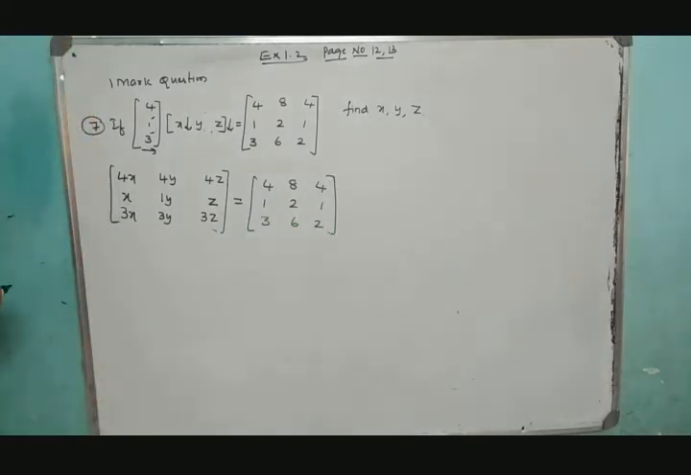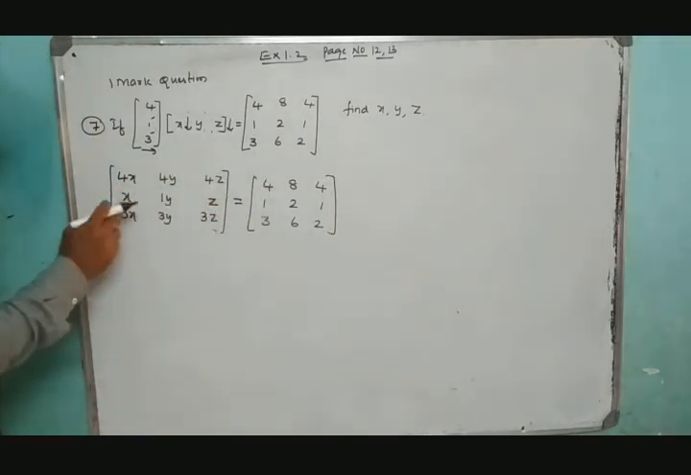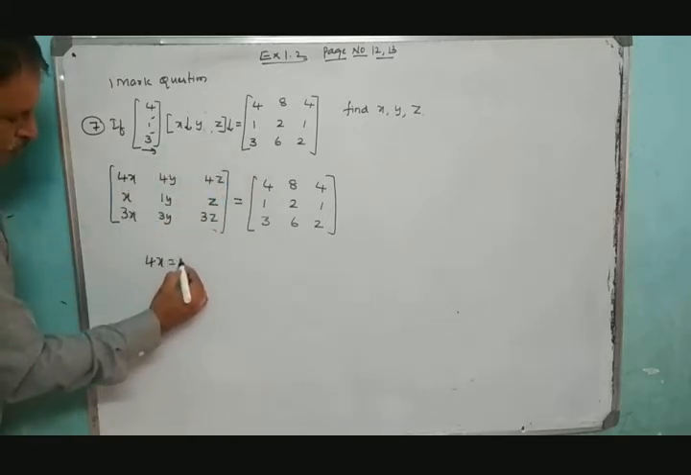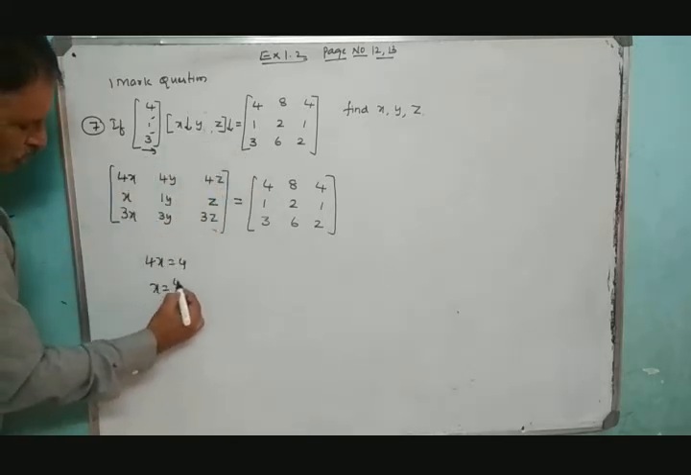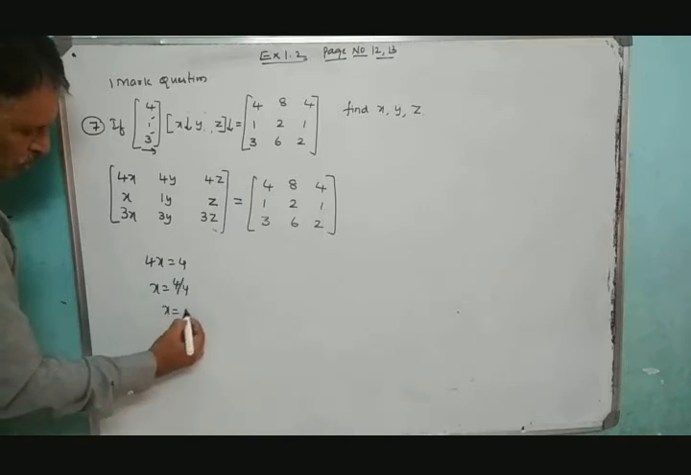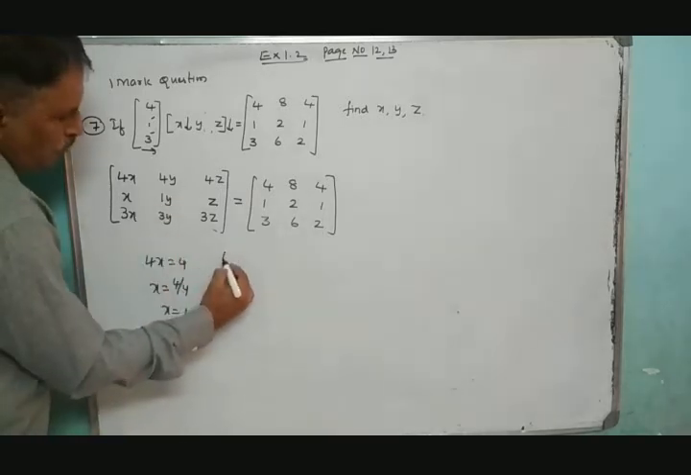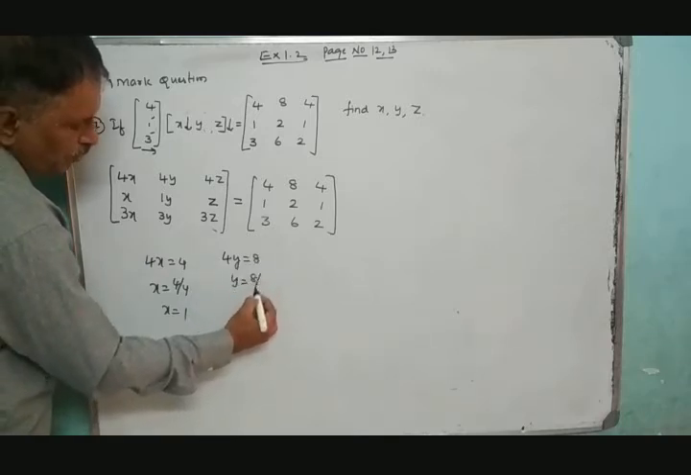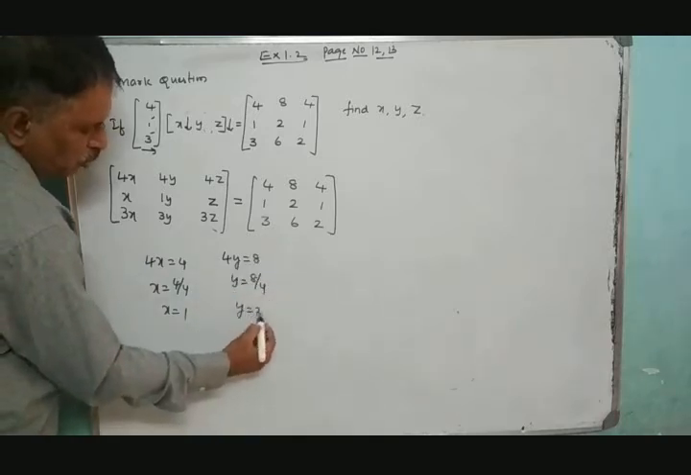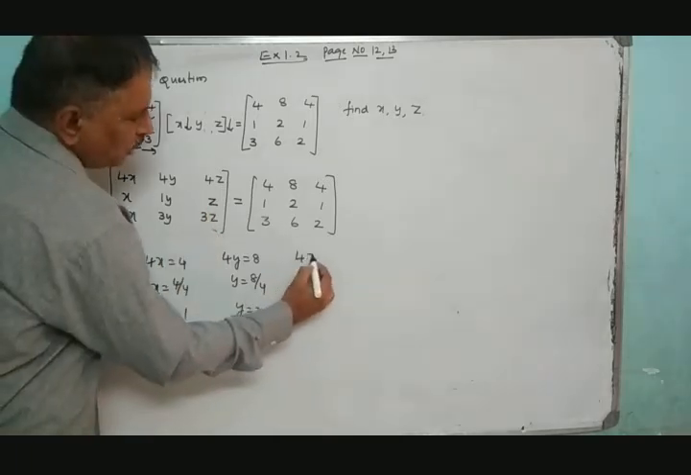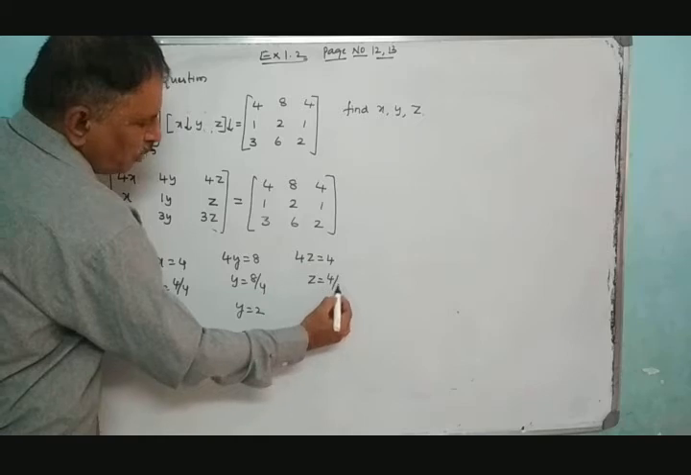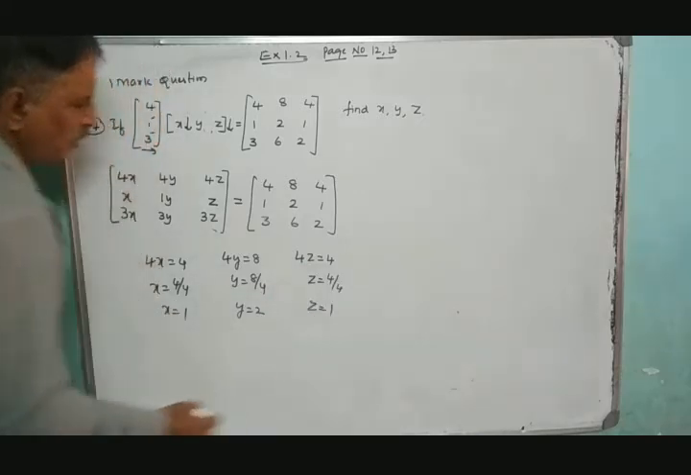Now he is asking you to find x, y, z. So these two are equal matrices only, so I can compare them element by element. 4x is equal to 4. So x equal to 4 by 4, x equal to 1. Next, 4y is equal to 8. Y is equal to 8 by 4. Y is equal to 2. Then 4z is equal to 4. Z is equal to 4 by 4. Z is equal to 1.